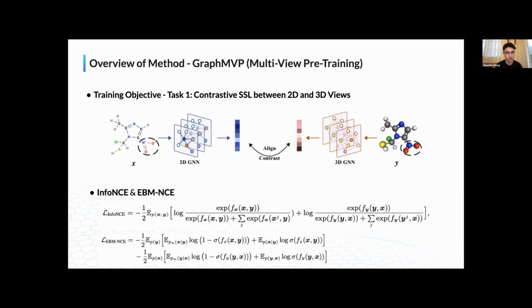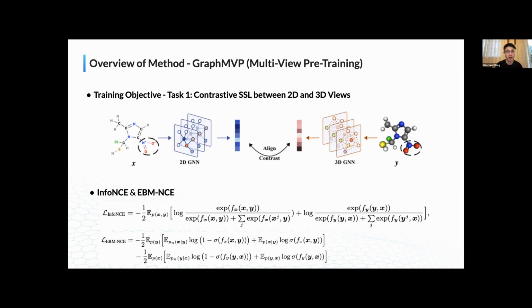So for each molecule, we first extract the representations from the 2D and 3D views. As shown in the image, the blue vector and the other embeddings. Then we create positive and negative pairs for contrastive learning. The 2D and 3D pairs in this image, since they are from the same molecule, are treated as positive. If they are not from the same molecule, they are treated as negative pairs. Then we align positive pairs and contrast negative ones.